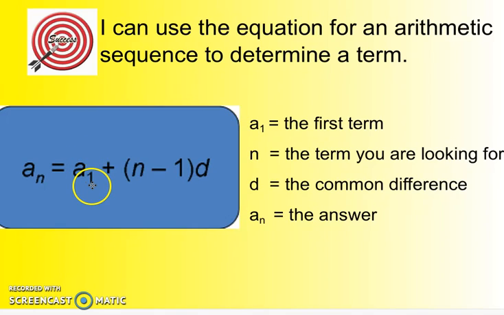A sub 1 basically means the first term in a sequence. So whatever the first number is in that sequence, that's what we're going to plug in for a sub 1. Then plus always stays the same, parentheses stays the same, minus 1 stays the same, and then the d stands for the common difference. What is the common difference between each term of that sequence?